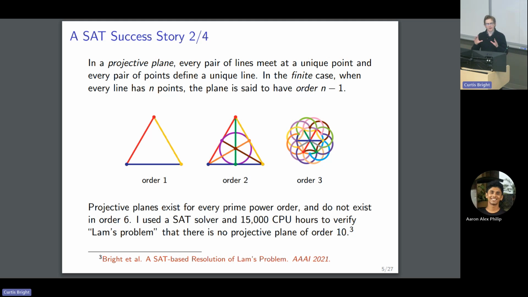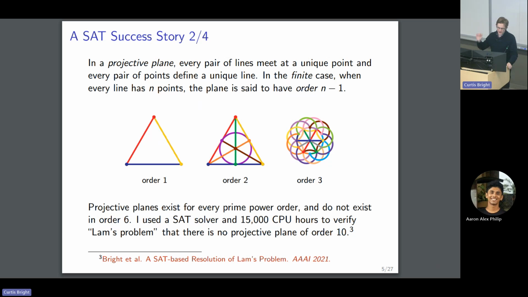And you have to cheat a little bit. You can't use just straight lines, right? You have to represent them visually. I made some of the lines curved, but as long as you have the fixed point that any 2 lines meet at a unique point, and any 2 points define a unique line, that's a projective plane.